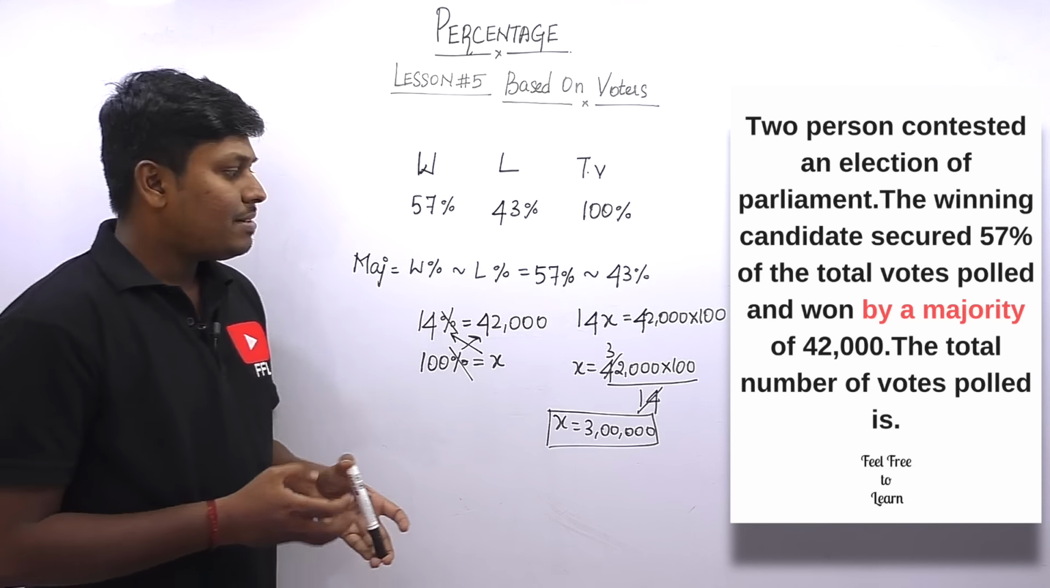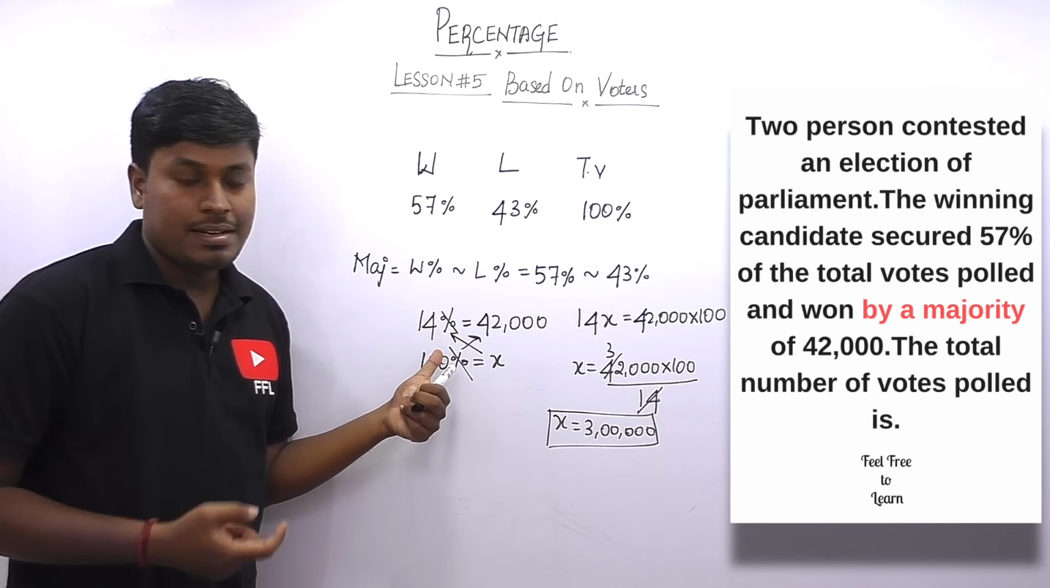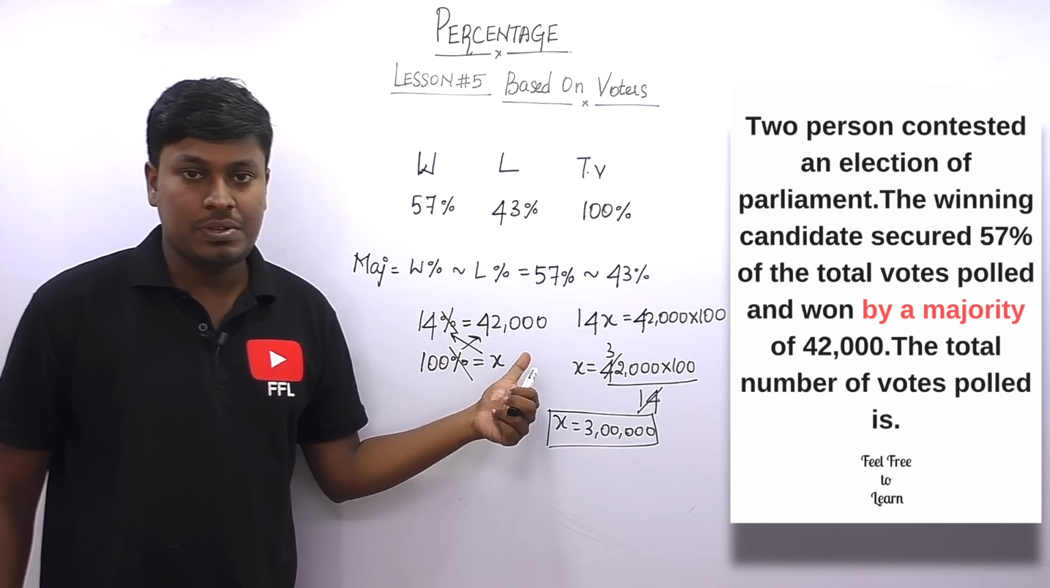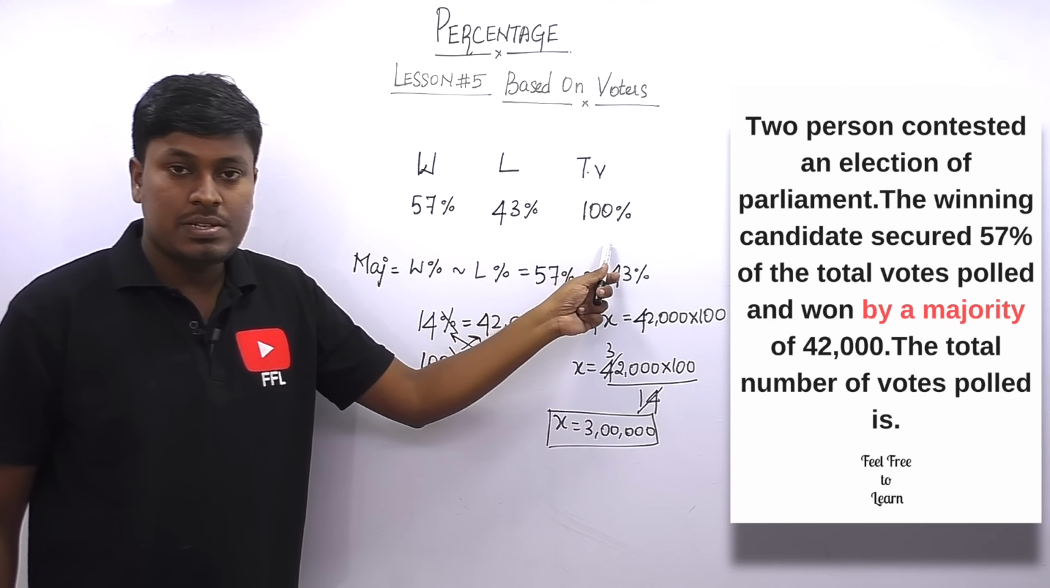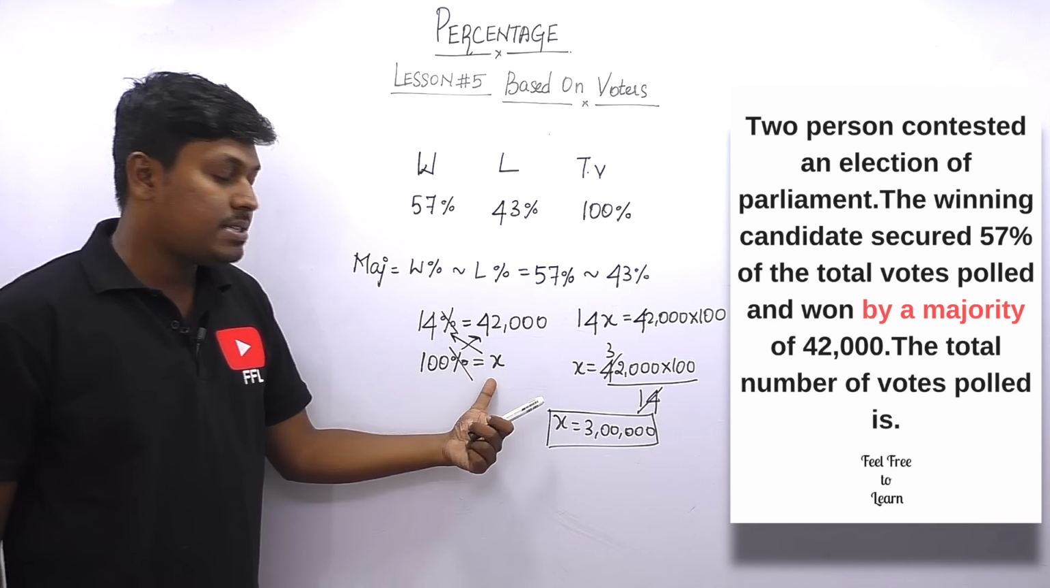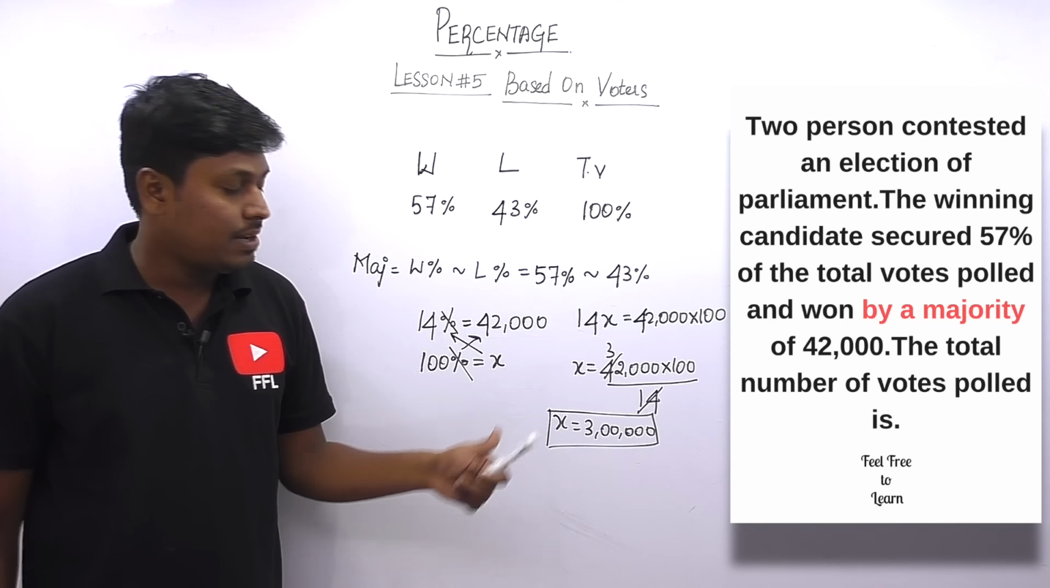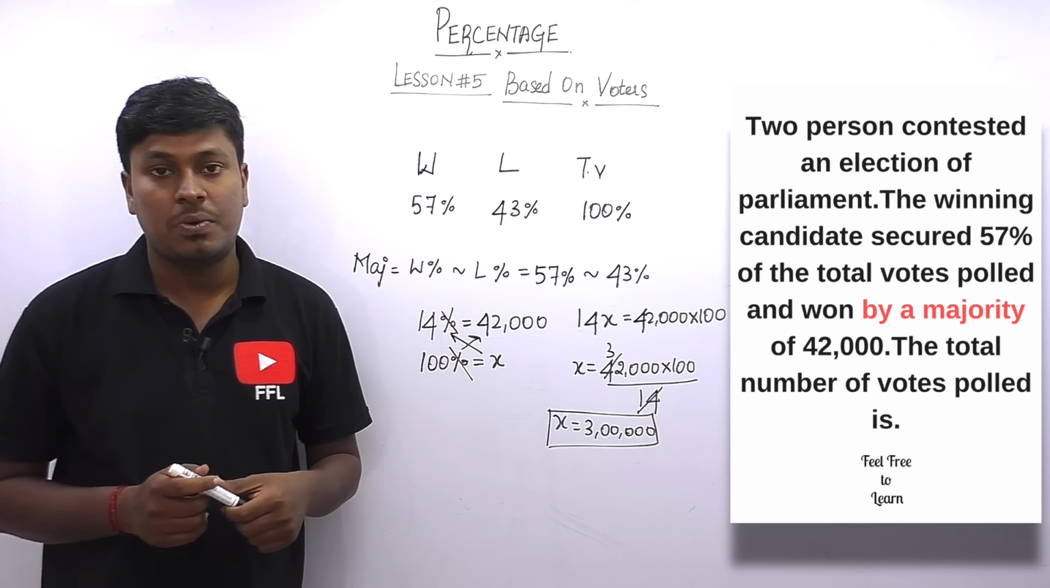So got the logic friends. They have given the winner percentage. By using a base value of 100%, we have subtracted the winner to get the loser, and they have given a majority, which means a difference. So winner percentage minus loser percentage will be the majority. So 14% is the majority, which is 42,000. Next our target is to find the total votes. We have assumed the total votes as 100%. So 100% is equal to x, just cross multiply it, and finally we got the answer. The total votes is 3 lakh.